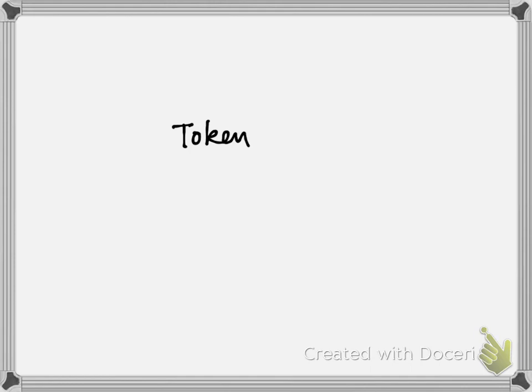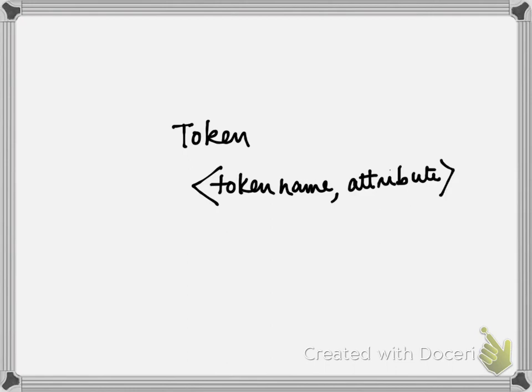So what is this token? This token has this format: a token name followed by an optional attribute. When I get y, the token which will be created will be something like this: y belongs to the token identifier, so y is an identifier, and the attribute here I have put as 1.